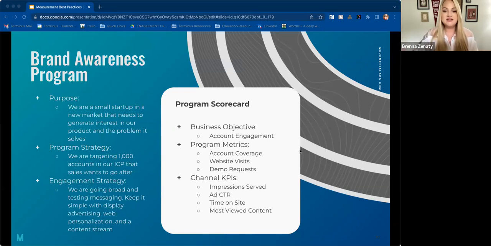And website visits is actually another great metric for this program. So the ultimate goal, again, is to drive account engagement and get that message in front of the right people at the right time at your target accounts. So we need to be driving more high quality web traffic to our site. And we need to understand if channels like display advertising are having an impact.